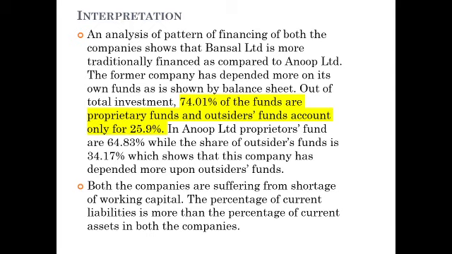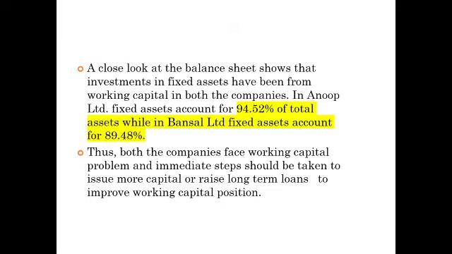So when we talk about liquidity position, current asset should be greater than current liabilities. So the ideal current ratio, always the ratio between current asset and current liability, should be 2:1. That means if we have 1 lakh current liability, we should have at least 2 lakh current asset. But here the position is vice versa.